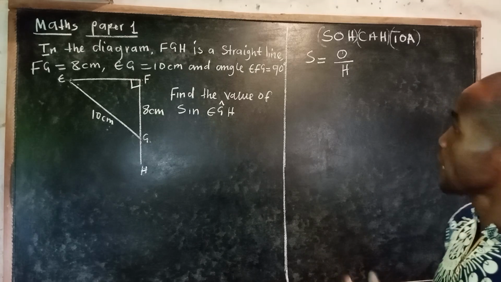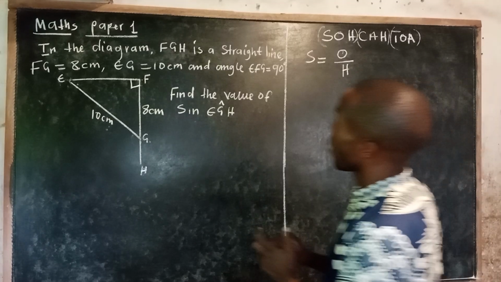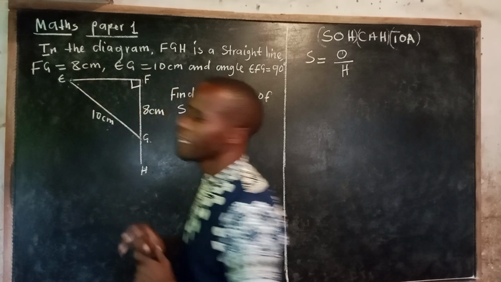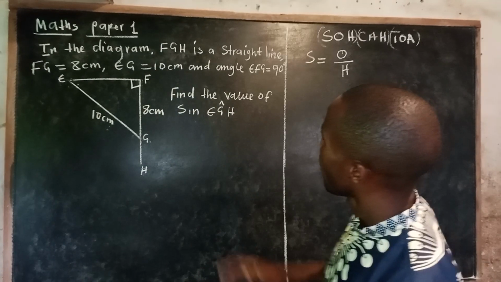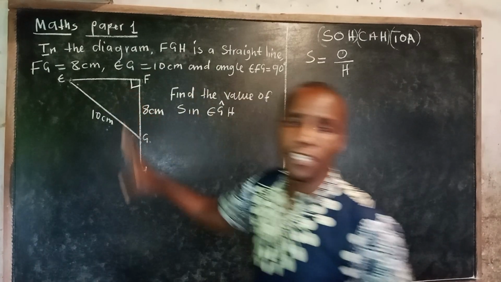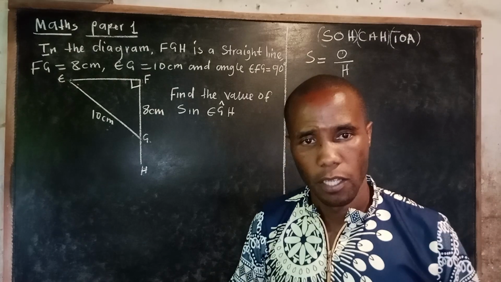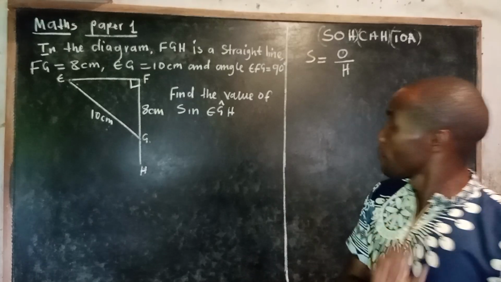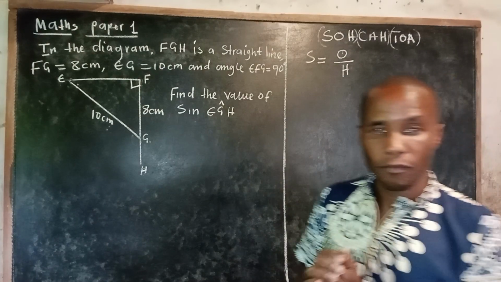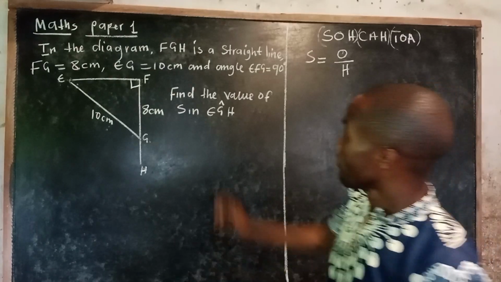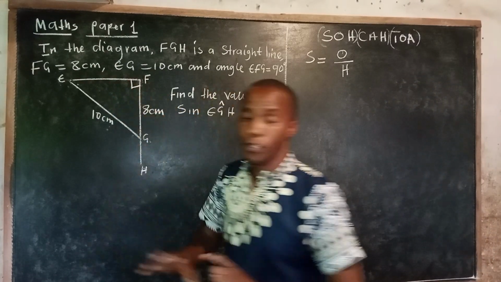So what are we going to do? Here we are going to calculate this side, and it is very easy. Why? Because we are given two sides and this is a right-angled triangle. So now, if you are a real mathematician, which method are we going to use to find this side which is opposite?